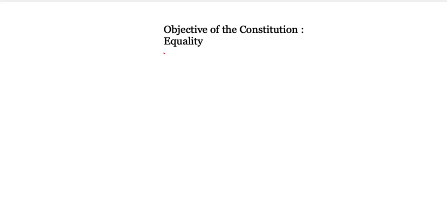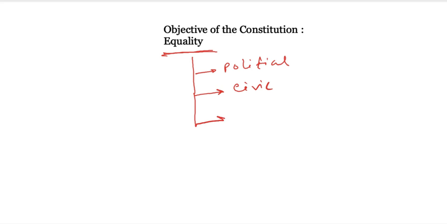Next comes equality. Equality is again political equality, civic equality, and economic equality. Political equality is the right to vote. Whatever our conditions, we may be poor, we may be rich, but one person has one vote, that is fixed. So this is why in a democracy we are equal, one person, one vote.